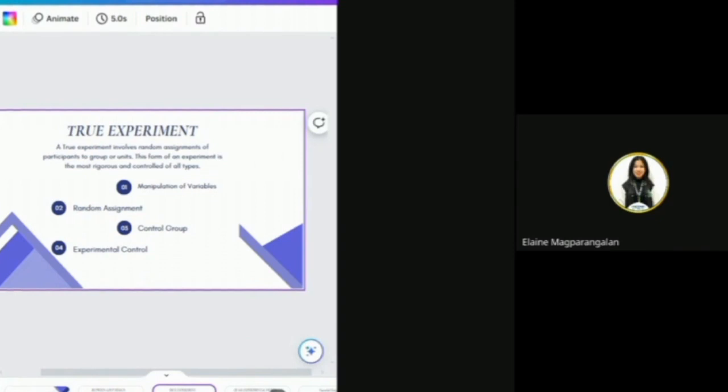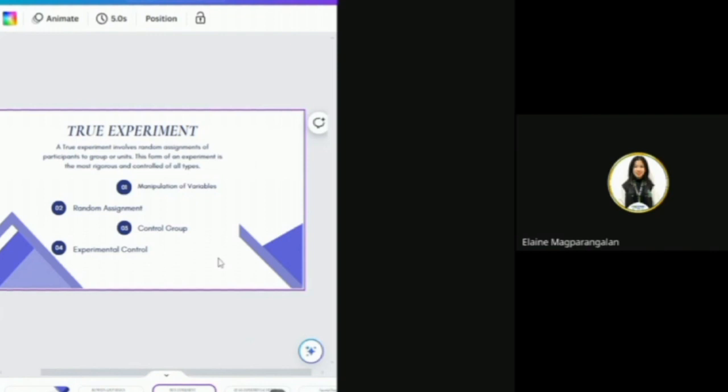In this research method, researchers can manipulate one or more independent variables and measure their effects on one or more dependent variables, while, of course, controlling for other potential influences to establish cause and effect relationships. True experiments typically involve random assignment of participants to different experimental conditions or treatments, ensuring that any observed effects can be attributed to the manipulated variable rather than to other factors.